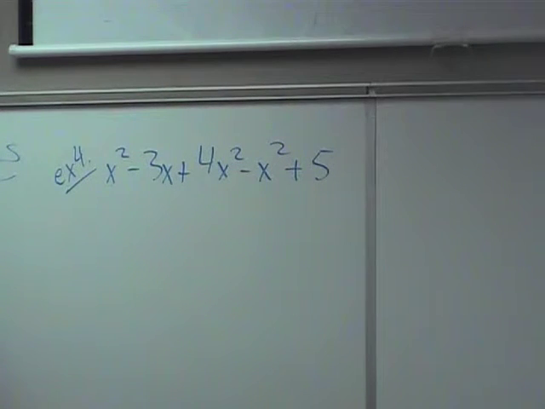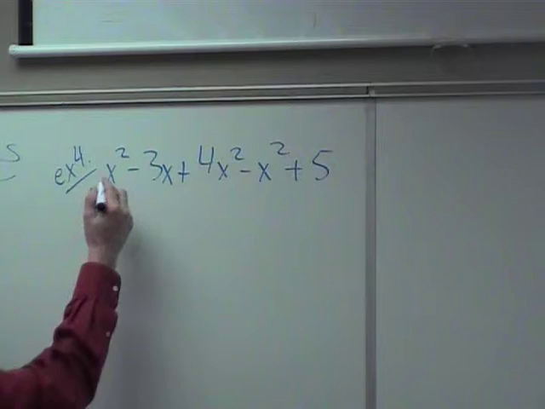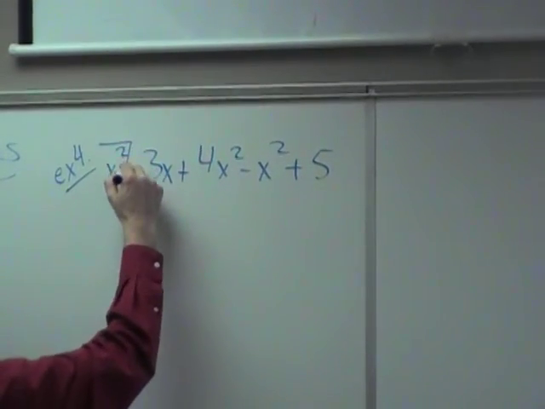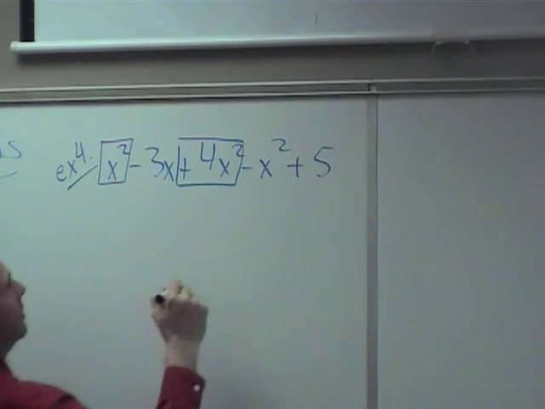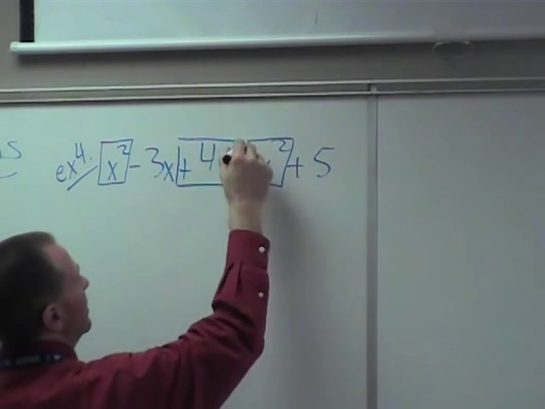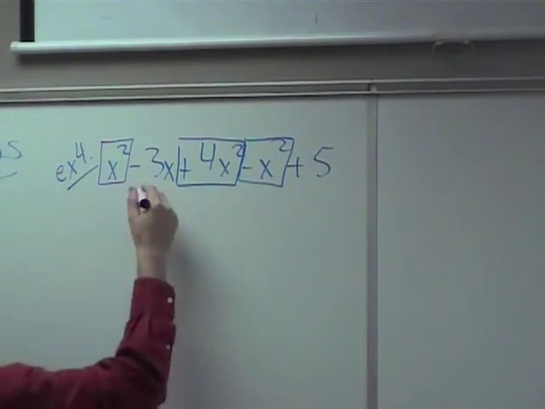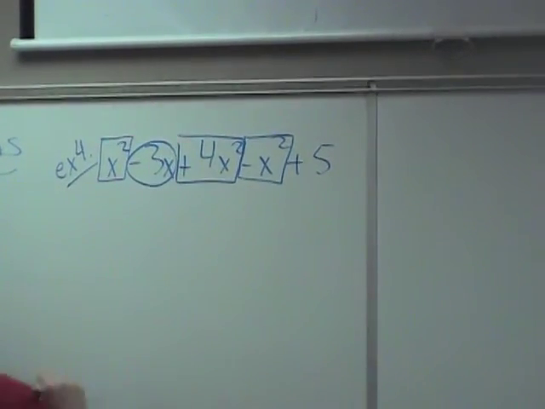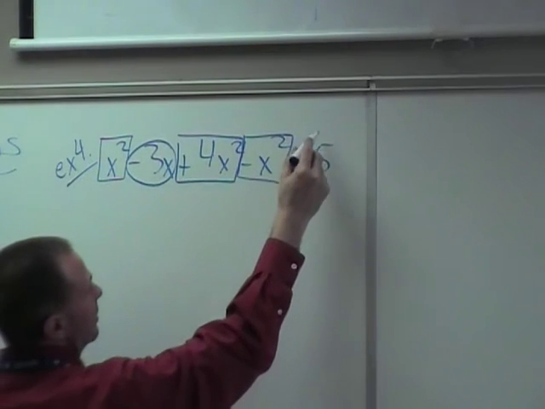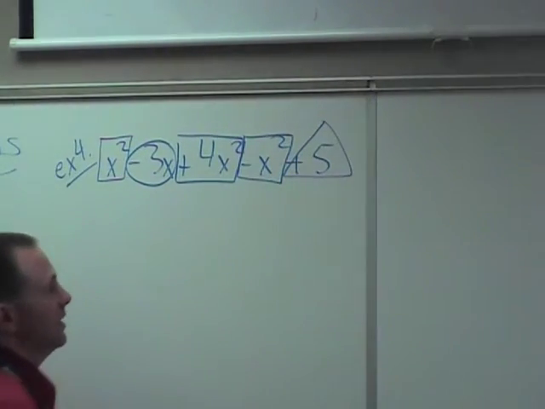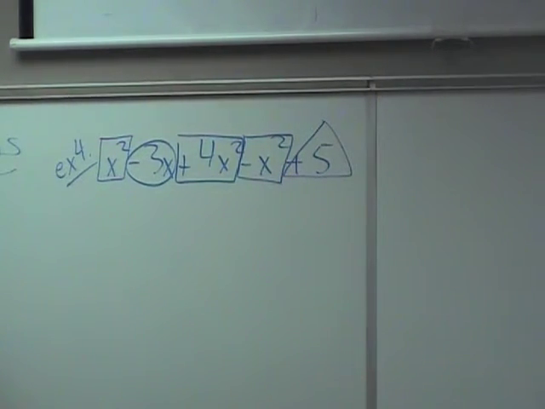So here's what I do to help you out. I'll just put squares around my x squareds. That's a plus 4x squared. That's a minus x squared. This is an x by itself. It's not x squared, so I'm going to circle it. And then this is a plus 5. That's totally different than all of it. I'm just showing you that they are different.